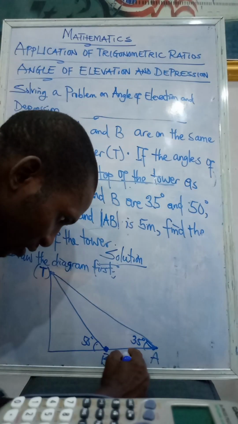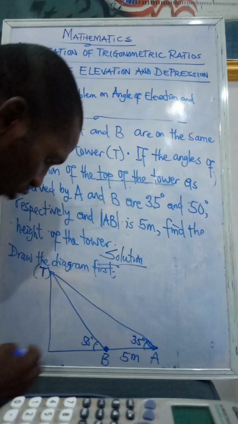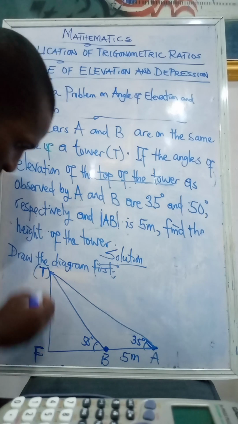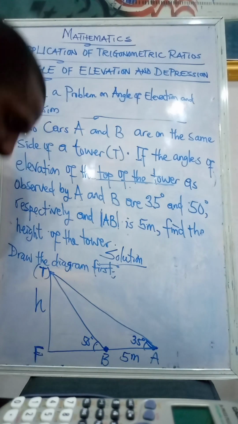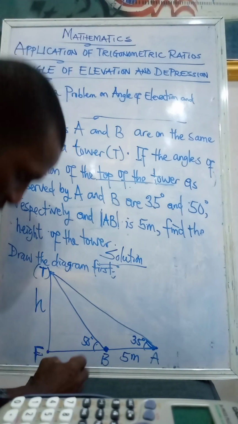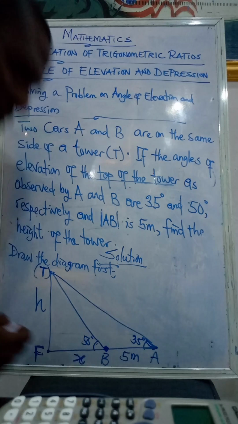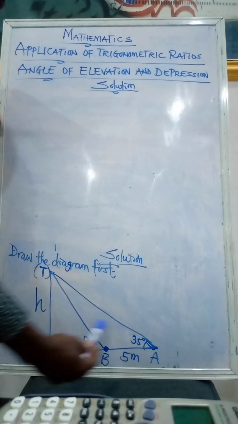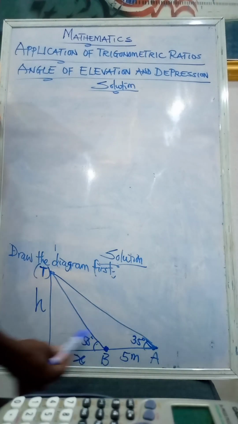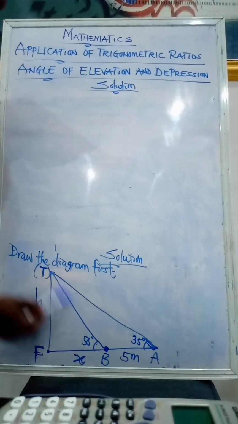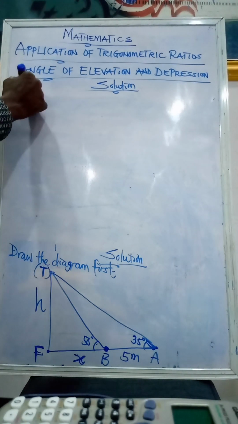But the distance between A and B is 5. So this is AB. I'll put 5 here. So we can represent this place with letter F. Letter F. Now, the height of the tower, let's represent that with H, while the distance from F to B, let's represent it with X. Now, after drawing the diagram, the next thing to consider is, if you look at the diagram very well, we're having two triangles here. The first triangle is the smaller triangle, which is TFB or TBF.